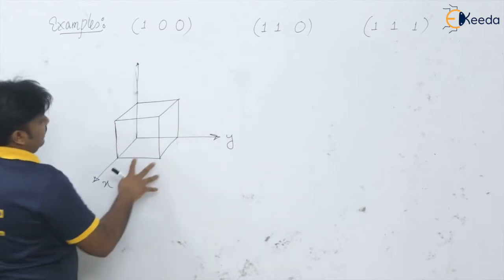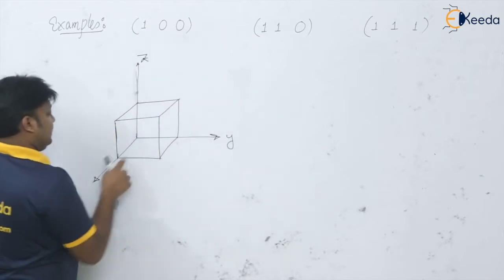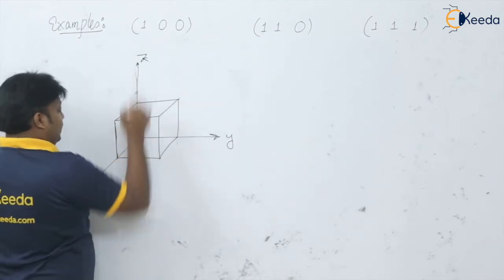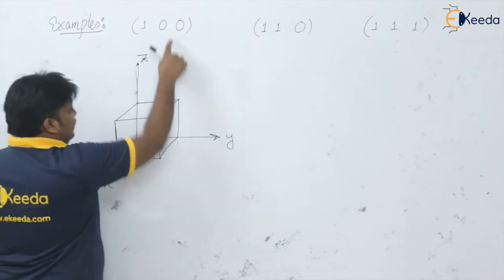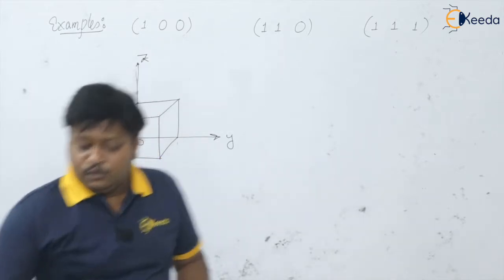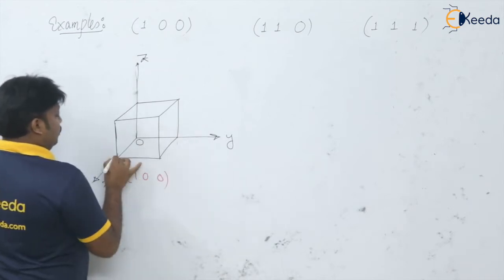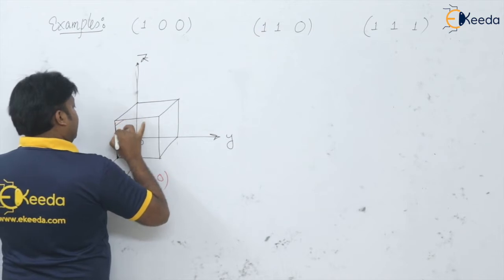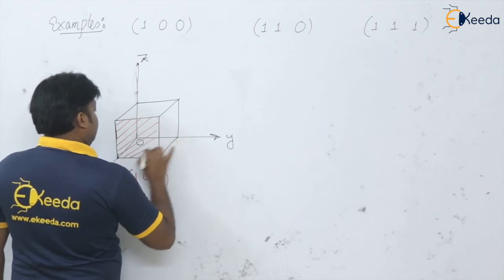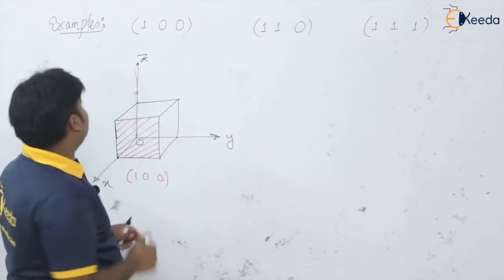Okay, now here we are going to show the plane 100. So X is what I locate this origin O here. Okay, so X1 positive 1, so I will mark this X1, Y0 and Z also 0. So if I mark this, that is plane 100, so I will get this plane. See, I am shading this plane with this red pen so you can understand. So this is our plane 100, this is our plane 100.